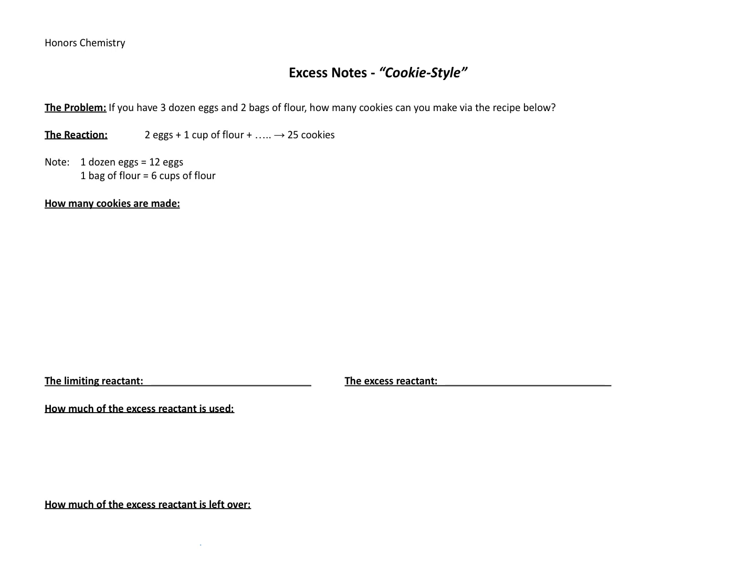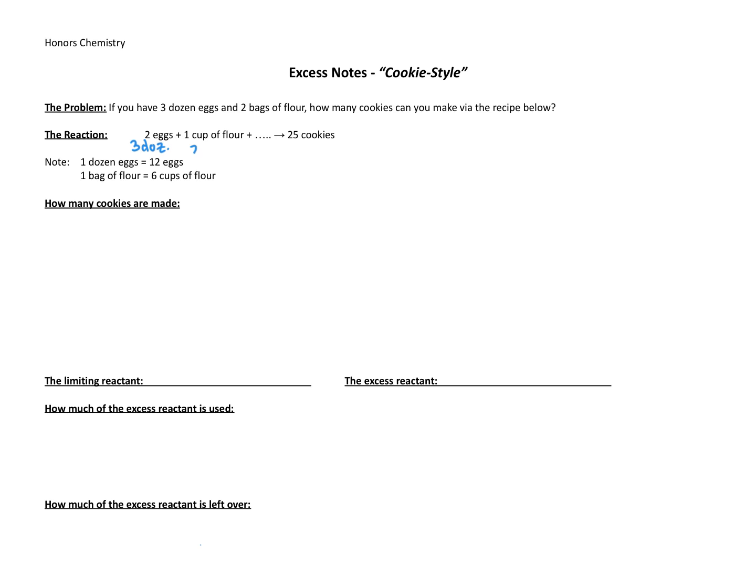If you're having a little trouble calculating excess, here's a problem that has units that maybe you're more familiar with. So I'm calling this a cookie stoichiometry problem. It says if you have 3 dozen eggs and 2 bags of flour, how many cookies can you make with the recipe below? We've heard some examples like this in class, but now we're going to actually do the dimensional analysis for it.